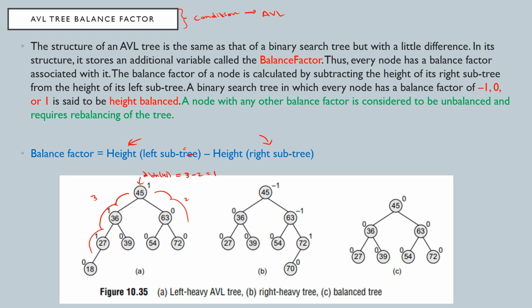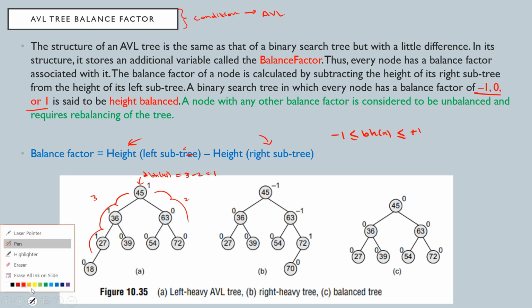It will give the corresponding value. It can be 1 or 0, maybe it can be minus 1. So that is the condition. When you are finding the balance factor, it must be within the range of minus 1 and plus 1. You can consider any node x, and the balance factor of that particular node must be either minus 1, 0, or plus 1. You can't have plus 2 or minus 2. Those are illegal balance factors. Only these three balance factors are allowed if you want a correct AVL tree.